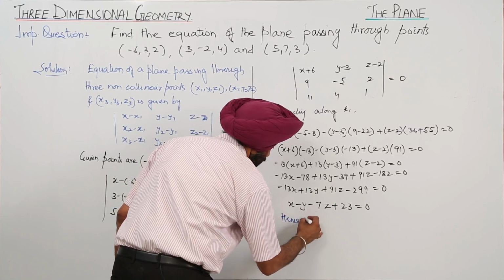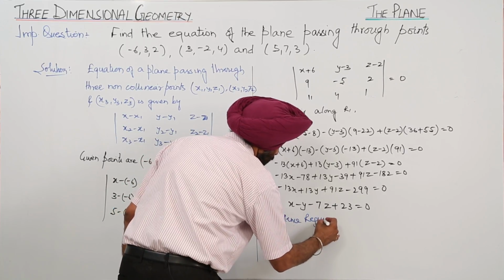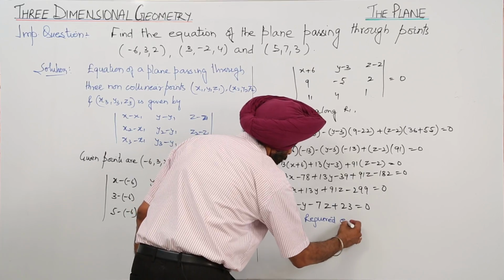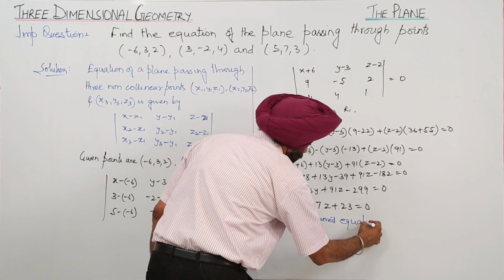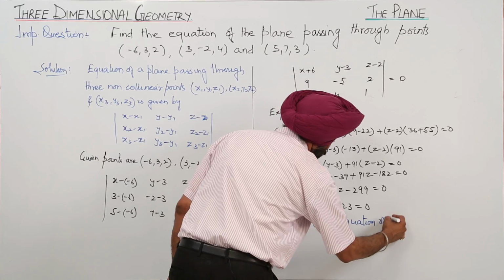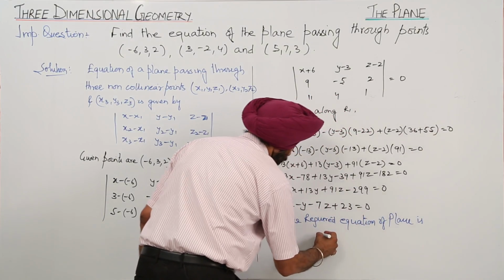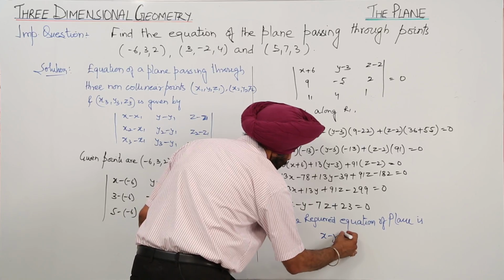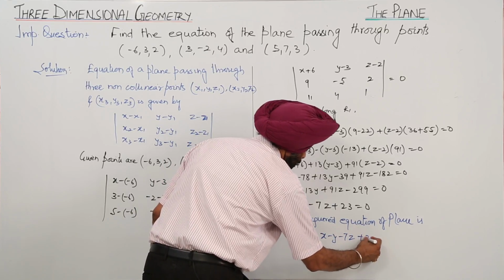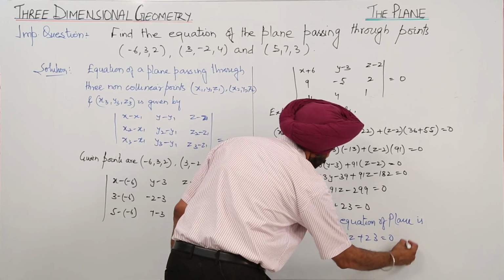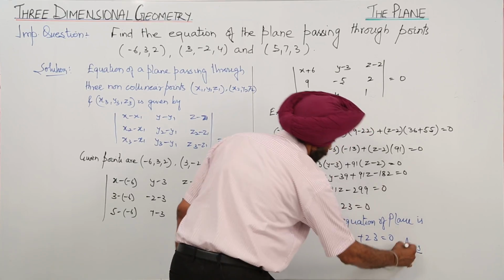Hence, the required equation of the plane is x minus y minus 7z plus 23 is equal to 0. This is the answer.